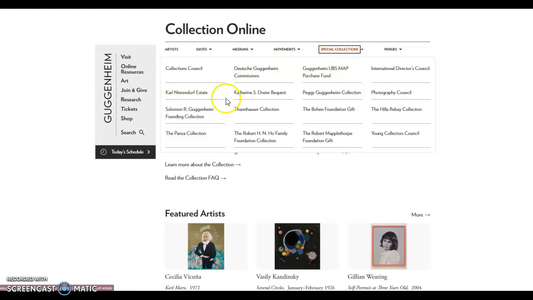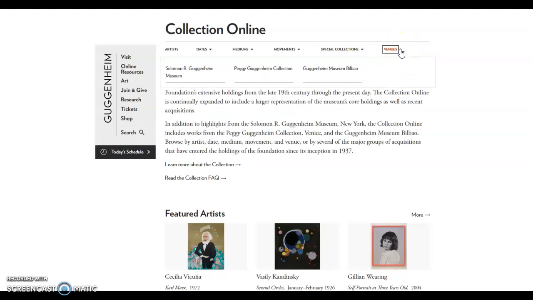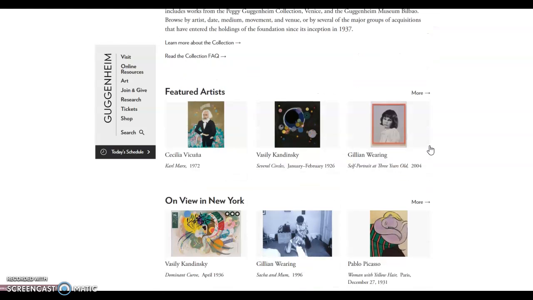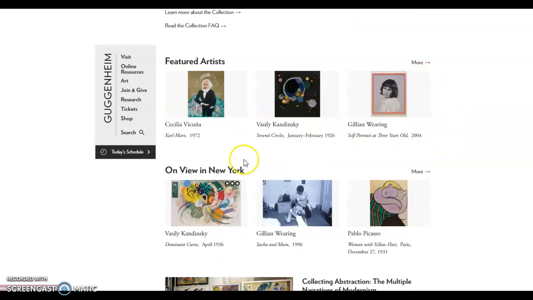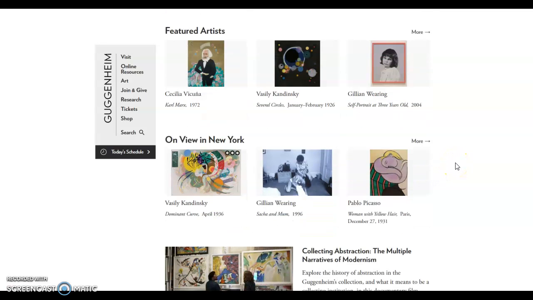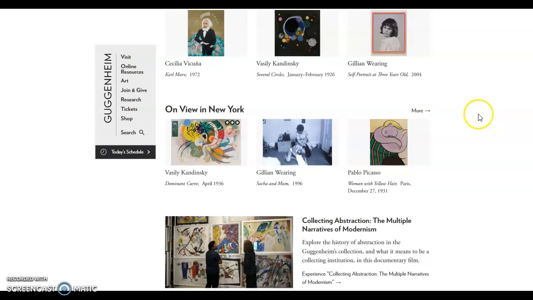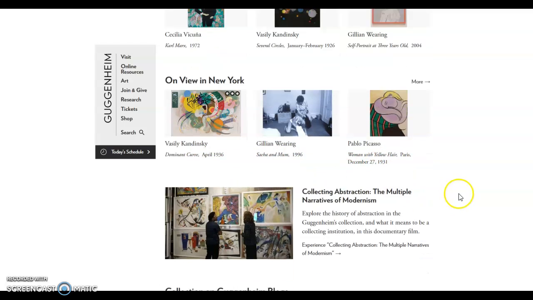And then the collections, if you're interested in a certain type of collection here on the frame, you can look here and find those collections. And then here it gives more about the museums and venues that they have. If you scroll down here, you can see that they have featured artists here. You can look and see more of them. What is on view in New York and the actual museum. If you decide to go to the museum, you can go here and see what is going to be in view and what time frames they're in.